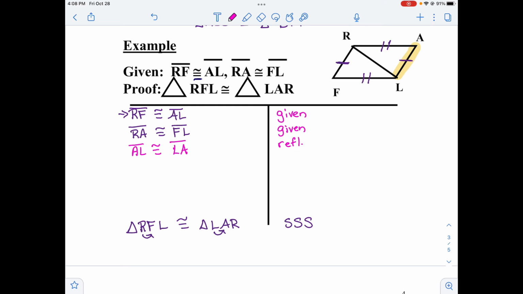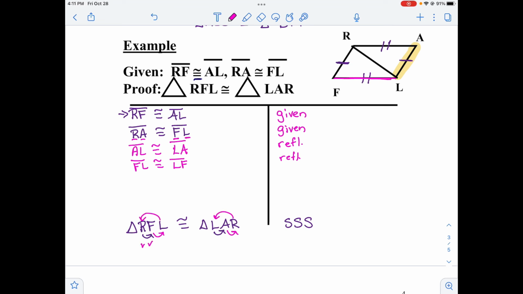We need to have it say FL and AR. But if we look here, we have FL and we have RA. That's not going to work. So we need to do some flipping around with that as well. So we have FL here. Also FL is also congruent to LF. And still reflexive property. So that's going to help us with that order.